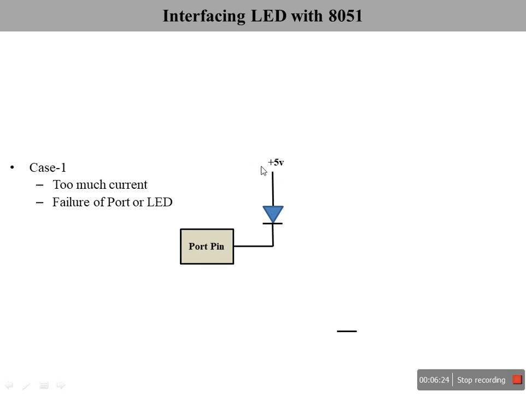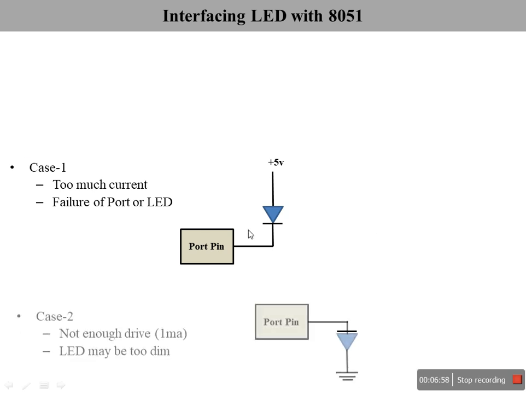So in this case, there is no opposition to the flow of current. In order to glow the LED, the port pin has to give logic 0. When it is given logic 0, which is equivalent to ground, there are chances that the current of this power supply may flow heavily through this LED to the port, and the LED may fail or burn. Similarly, the port pins, even the IC, may be burned. So this is not a good choice for connecting an LED to a microcontroller.